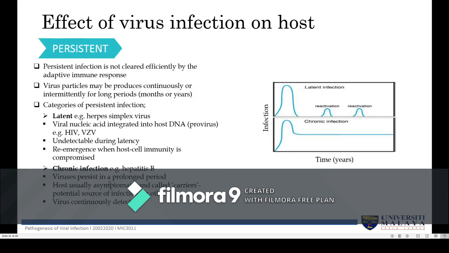The second one is the chronic infections. For example, Hep B, where the virus persists for a prolonged period. The host is usually asymptomatic, because usually if you have an infection and a symptom, you will go to the hospital and find out how to stop the viral infection. But if you are asymptomatic, you do not have any symptom, you're just fine, healthy, and you will not do anything, and the virus is happily replicating in your body. We call those people who are asymptomatic with these infections carriers. It can be a potential source of infection for others, right? And the virus is continuously detectable.